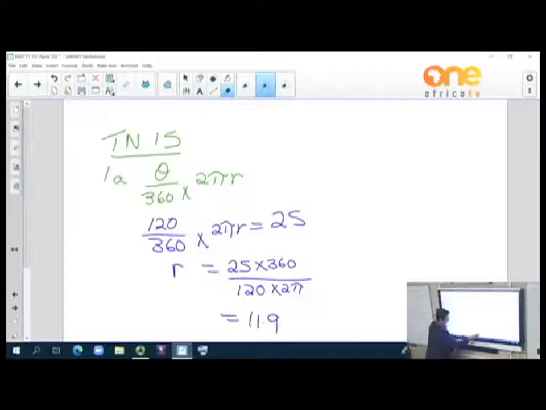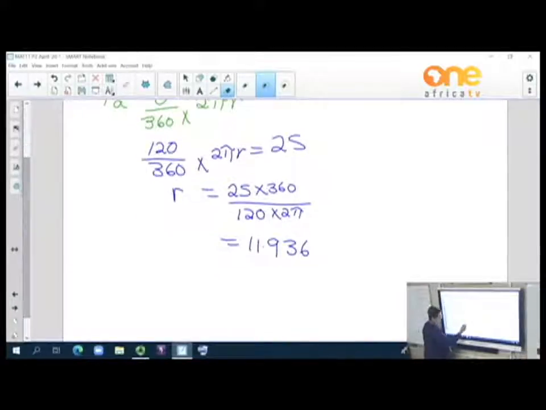11.9. No, it's still 11.9. Three significant figures will still be 11.9, and it's still centimeters because you want to calculate the radius. Okay.